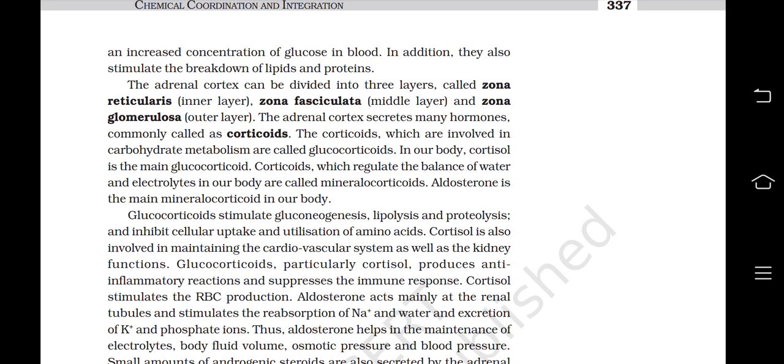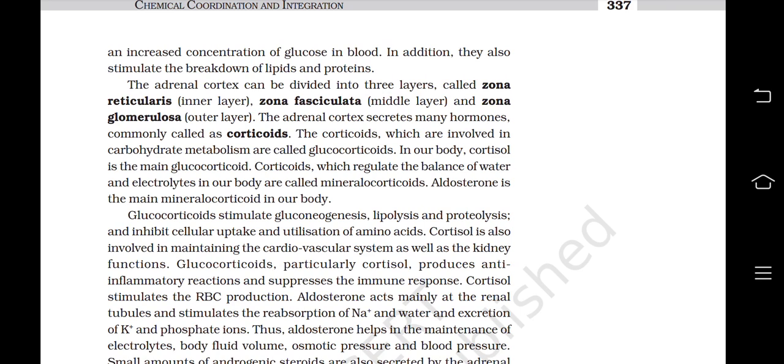The corticoids which are involved in carbohydrate metabolism are called glucocorticoids. In our body, cortisol is the main glucocorticoid. Corticoids which regulate the balance of water and electrolytes in our body are called mineralocorticoids. Aldosterone is the main mineralocorticoid in our body.